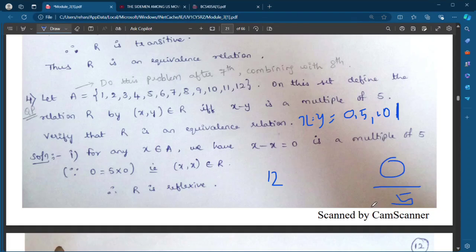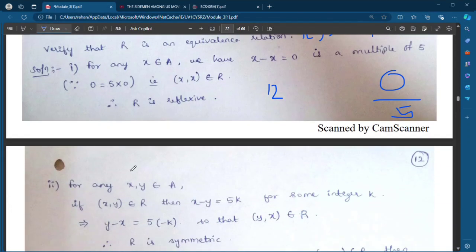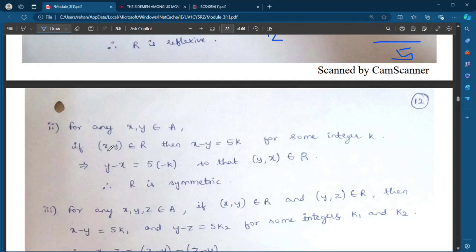Then like this, 0 by 5. Okay, done. Then second thing, for any x comma y belongs to A, if x comma y belongs to R, then we are saying x minus y belongs to R, that is x minus y is equal to 5k. We are just writing for some integer k. Then we have to prove that y comma x should be there, that is nothing but y minus x should be equal to 5k. I have to prove in such a way.